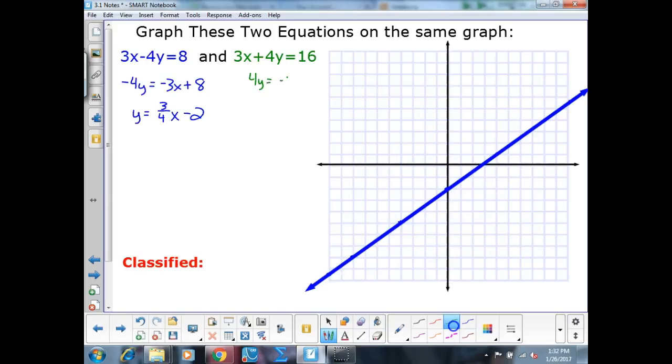4y equals negative 3x plus 16. Y equals negative 3/4 x plus 4. So there, negative 3, and count 1, 2, 3, and 4.